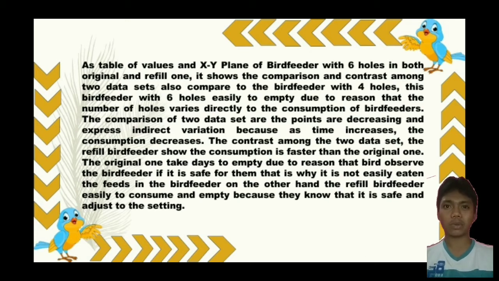The comparison of the 2 data sets is that the points are decreasing and expressed as indirect variation, because as time increases, the consumption decreases. The contrast between the 2 data sets is that the refilled bird feeder shows the consumption is faster than the original one.